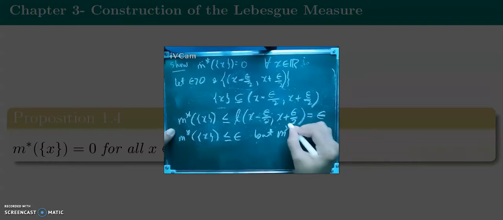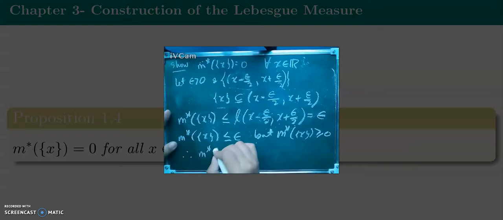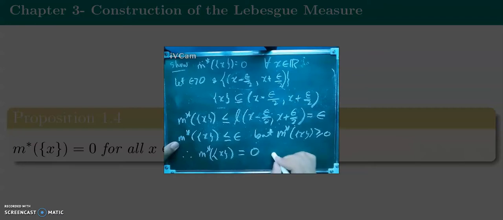But we know that the Lebesgue outer measure of any set is greater than or equal to 0. By the same argument as in our previous proposition, we are forced to say that the Lebesgue outer measure of any singleton set is equal to 0 for any element in the real numbers, or any real number.